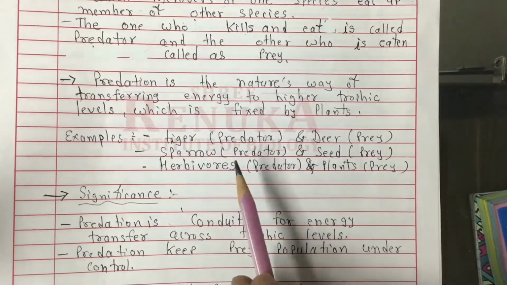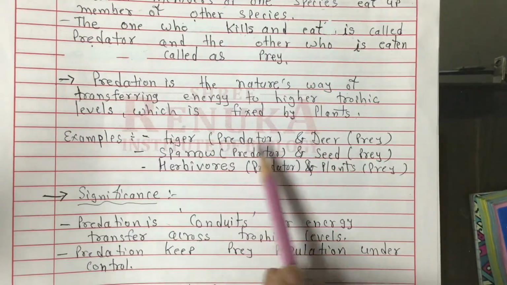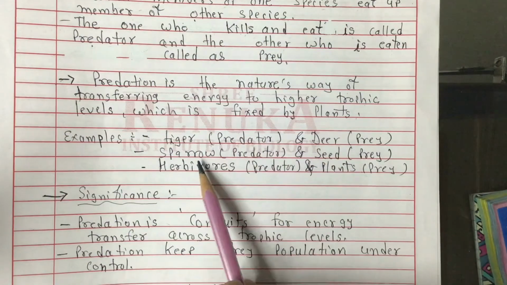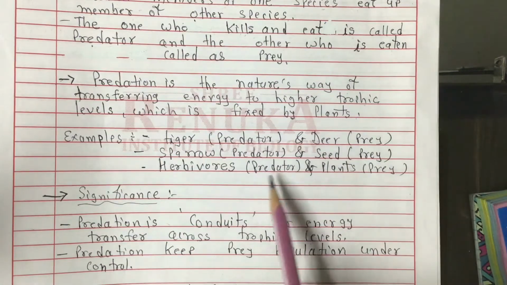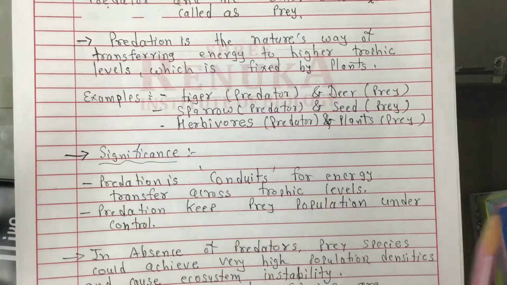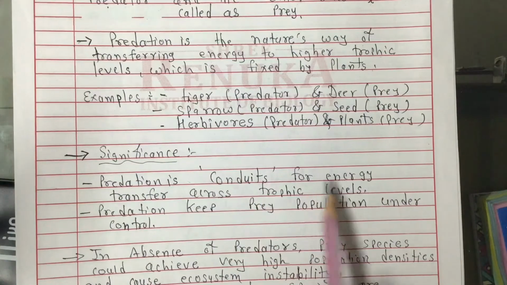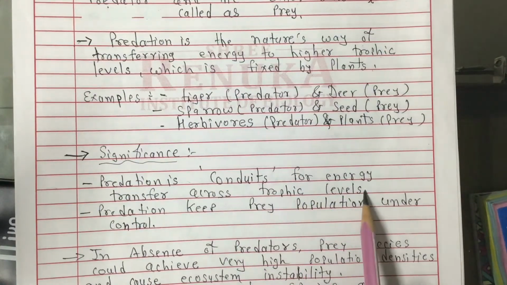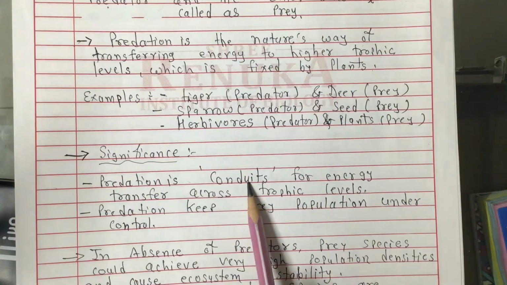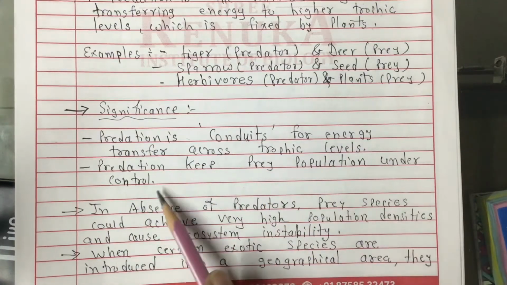If we take the examples of the tiger and the deer, here the tiger is a predator and the deer is the prey. Sparrow and seed: the sparrow is the predator and the seed is the prey. In the same way, herbivores are predators and plants are the prey. What is the significance of predation then? Predation is the conduit for energy transfer across trophic levels. The conduit means the means or the way of transfer. Predation keeps prey population under control as well.